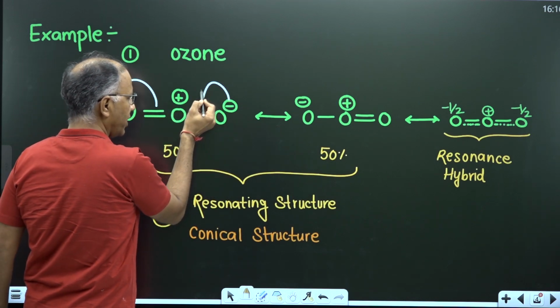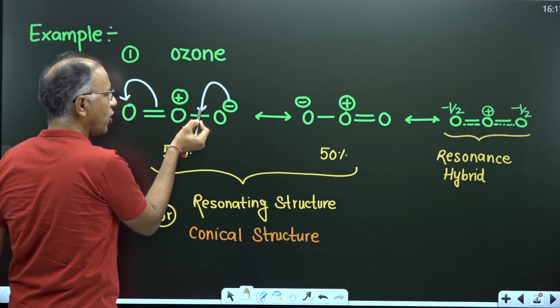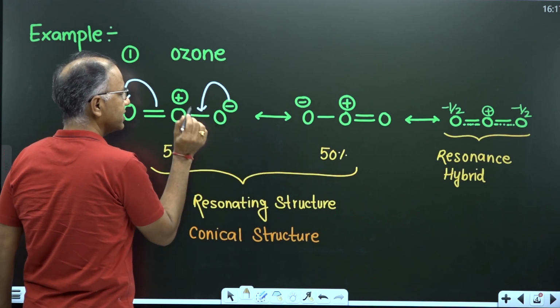Now this lone pair converts into pi bond. So what you have to do? You have to start the arrow from the lone pair and drop the arrow in between the sigma bond, the center of the bond.